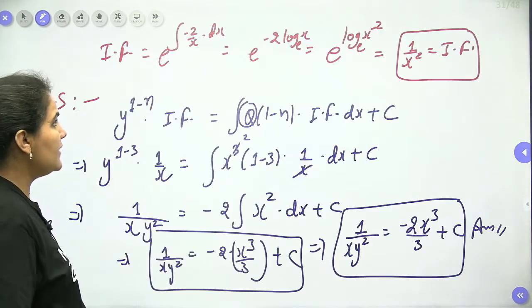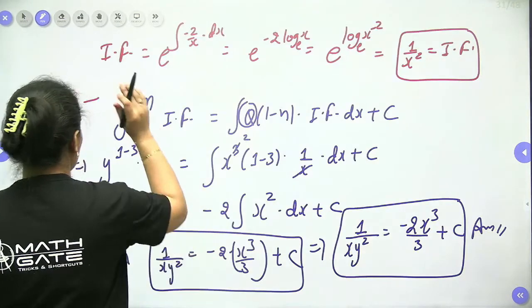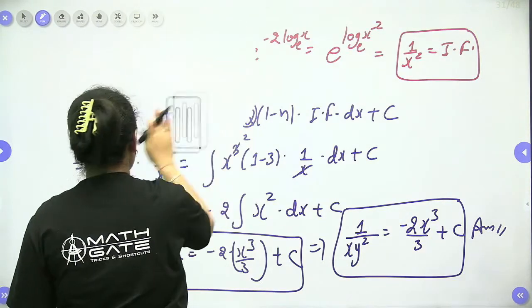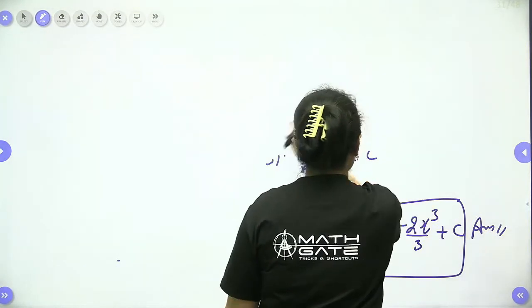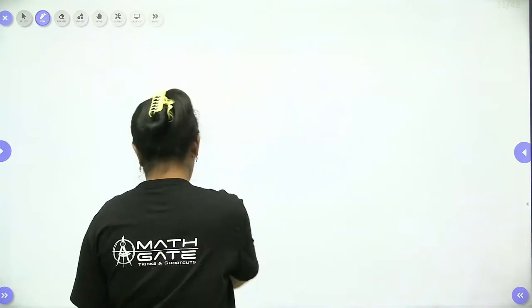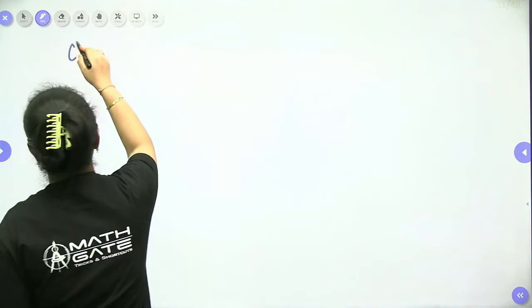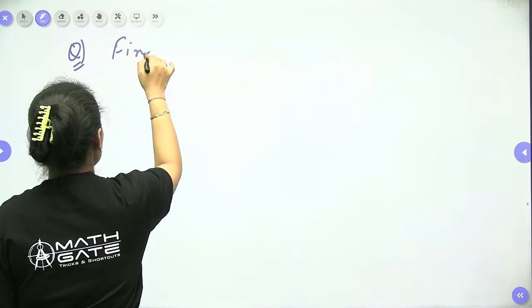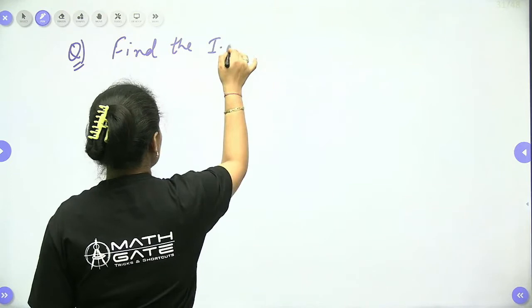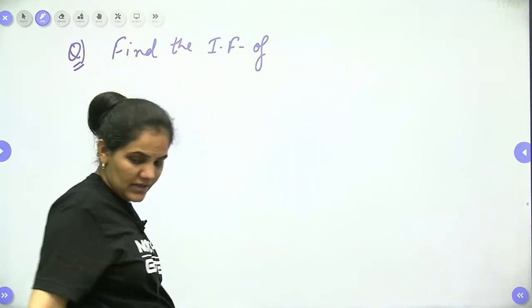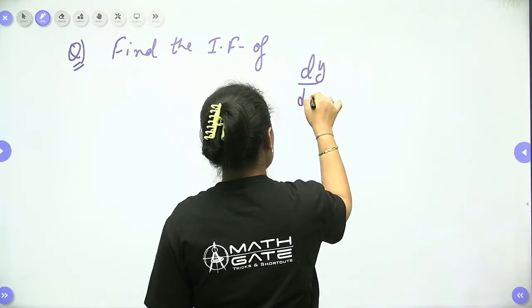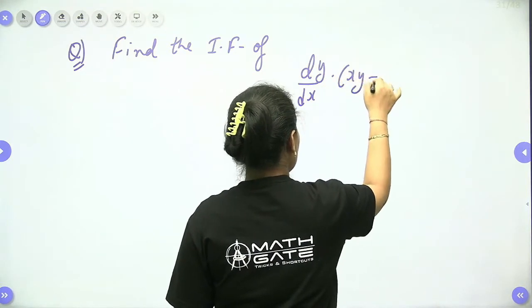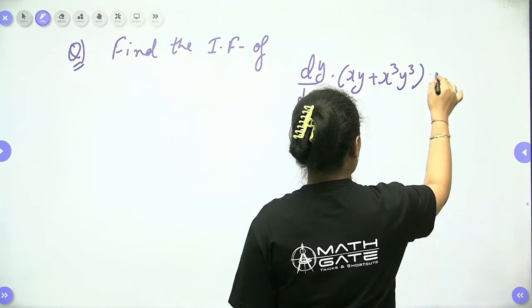Okay guys, now done. So okay, let's have a discussion on one more question, and this time I will ask you what exactly the GATE examination has asked, that is, finding the integrating factor only. So let me write down one more question of the Bernoulli's. So find the integrating factor of dy by dx into xy plus x cube y cube is equal to 1.